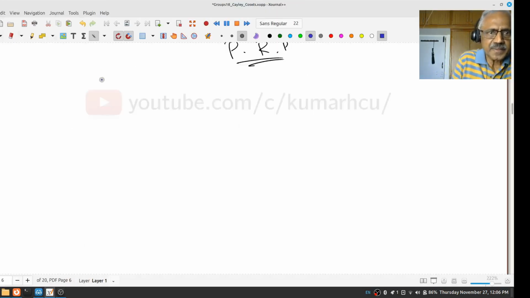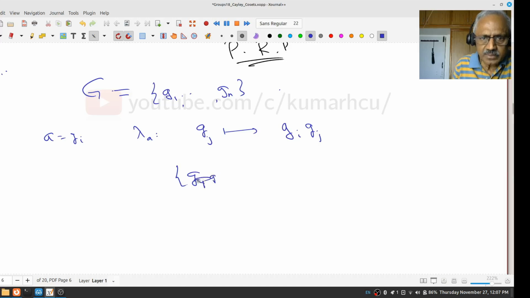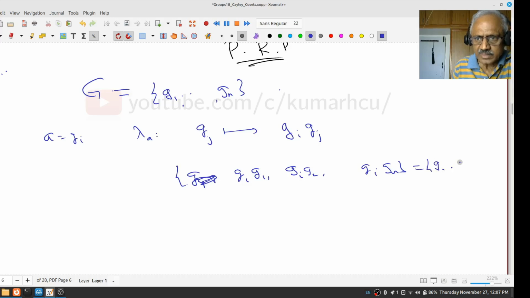Suppose G is finite, G1 to Gn. And fix A equal to some Gi. Then what is lambda A? Lambda A will map Gj to Gi Gj. Since this is a bijection, what I will have is Gi G1, Gi G2, up to Gi Gn, but this is the same set as G1 to Gn. As such they are the same.